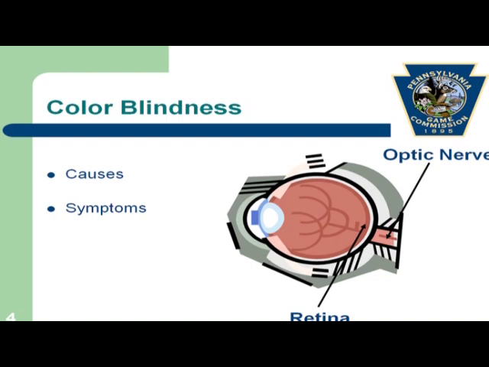The symptoms of color blindness include difficulty distinguishing reds and greens, which is most common, and difficulty determining blues and greens, which is less common. Complete color blindness is very rare, and students will see these colors in shades of gray.